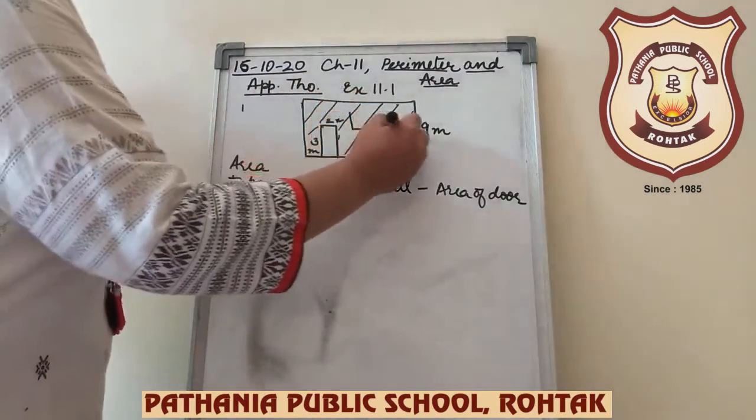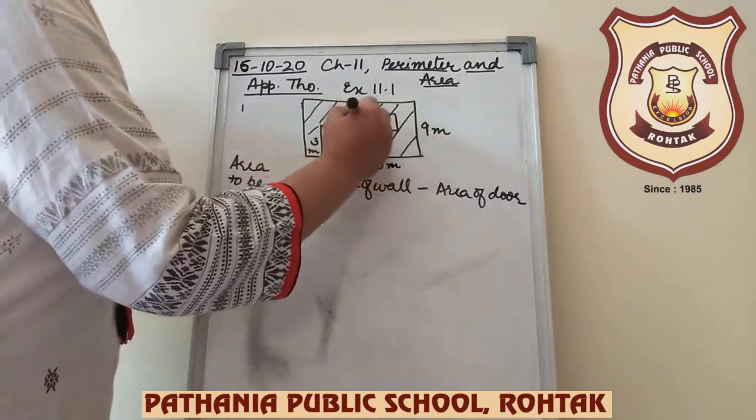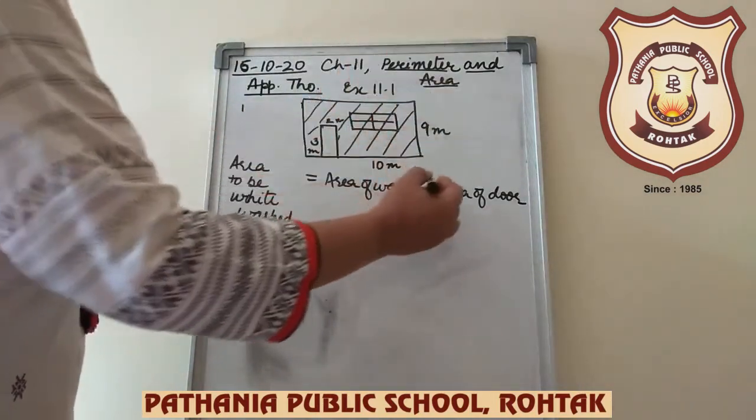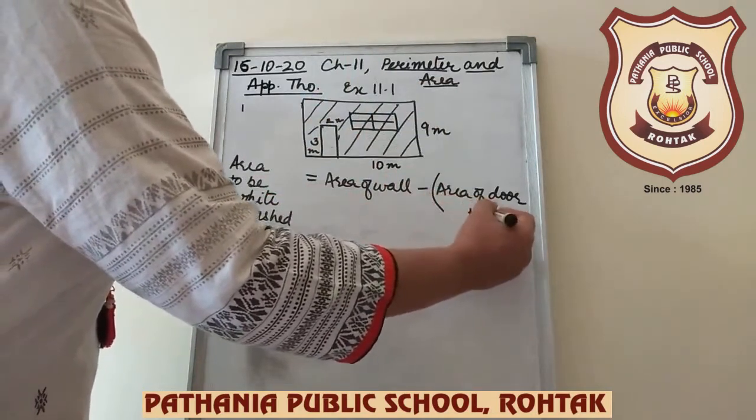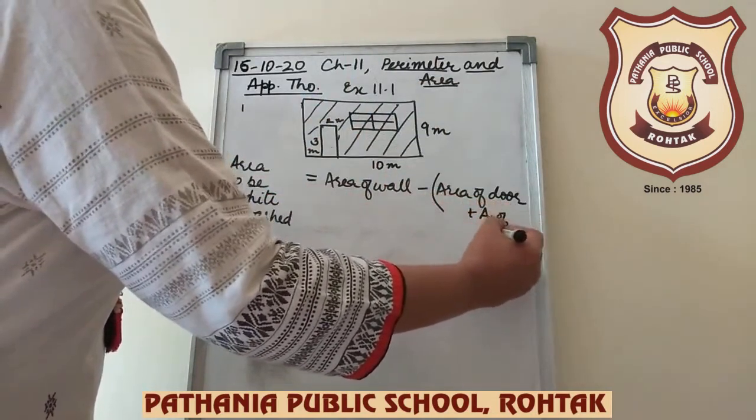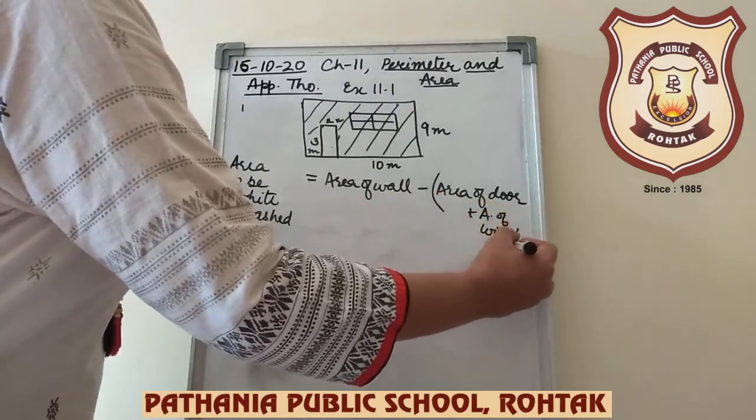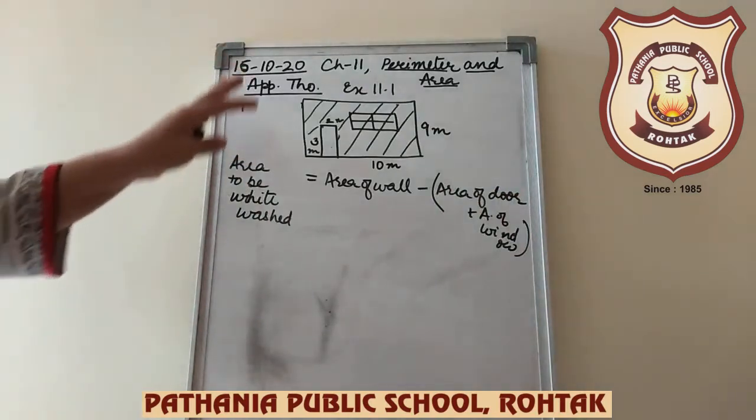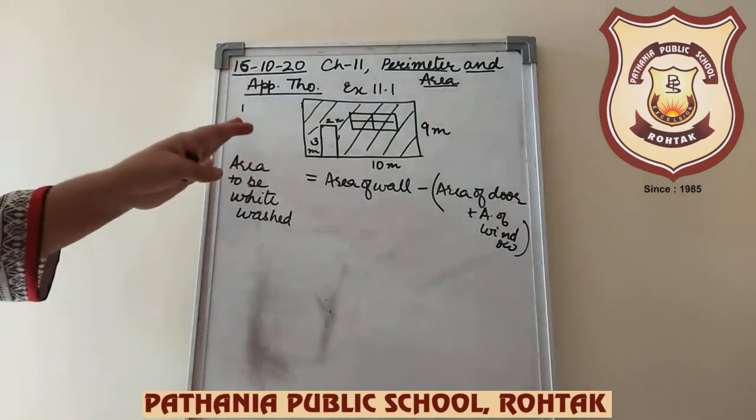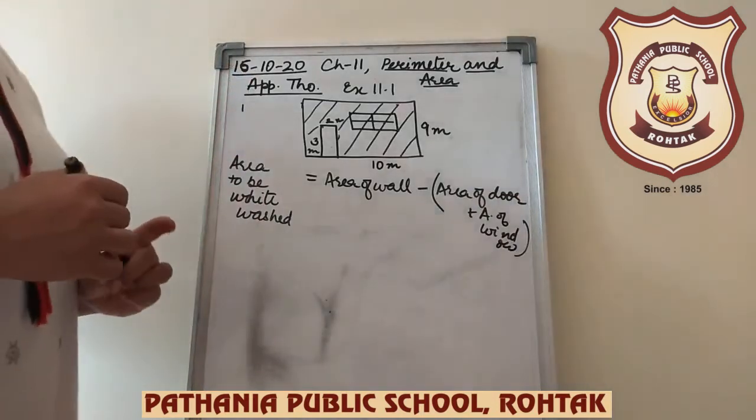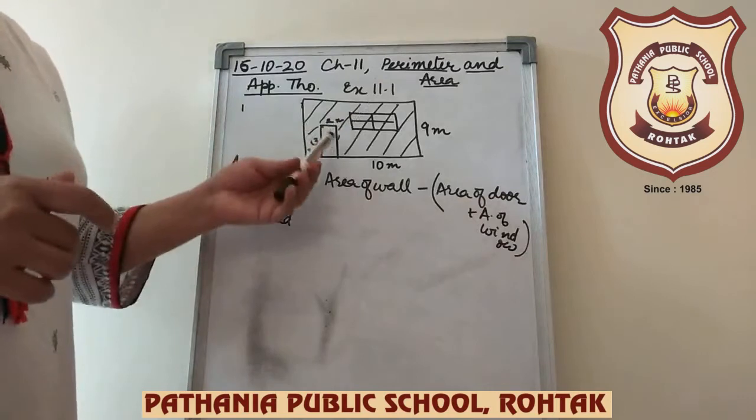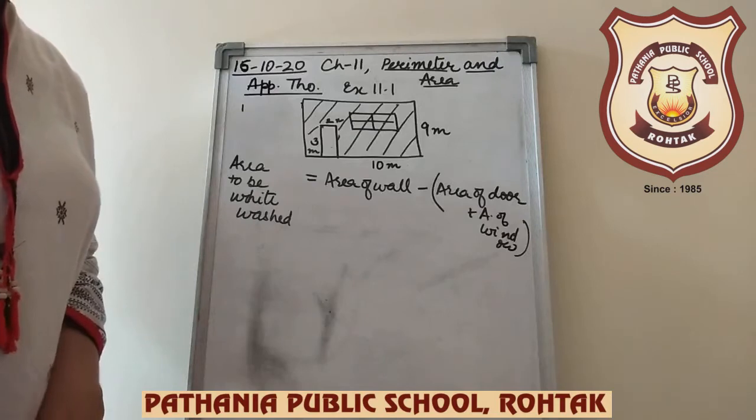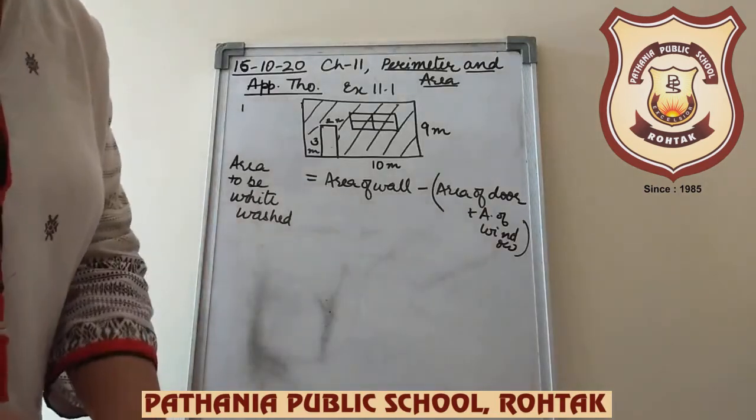Now suppose there is a window also. Okay, there is a door as well as window, so then area of door plus area of window, they both have to be subtracted. Is it clear? So in this manner it's better to draw the figure before starting the question, and you will get the things which are required and which are not required. And the rest of the things are easy.